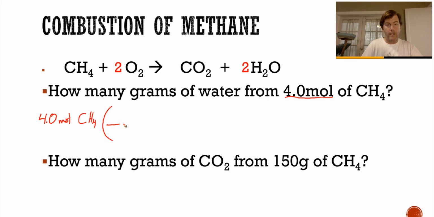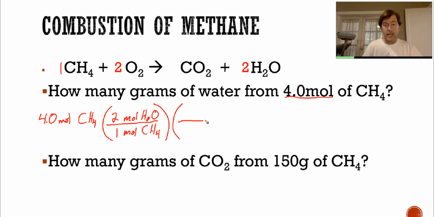Well, I want to get rid of moles of methane, so I'm going to put that on the bottom. And I want to get moles of water, because it's moles of one to moles of the other, right? So I'm going into water, and where do I get that ratio? I get it from the balanced equation. There's a 1 here, right? So 1 of these to 2 of those. Now I'm not done, so I'm not going to stop here.